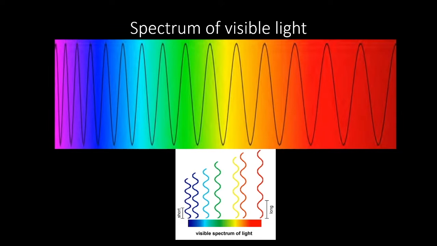With regards to the spectrum of visible light, orange and red have a longer wavelength, which means they will have a lower frequency. On the opposite side, if we have a look at the violet, the indigo, and the blue, they have a shorter wavelength, which means they have a higher frequency.